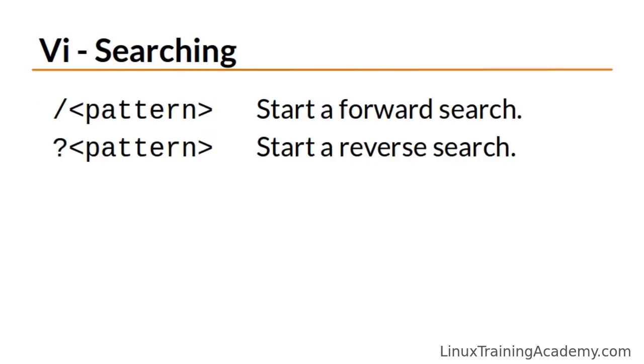To start a forward search, type a / and a search pattern and hit enter. To go to the next match, type n. To go to the previous match, type capital N. To start a reverse search, use the question mark followed by a search pattern and then hit enter.